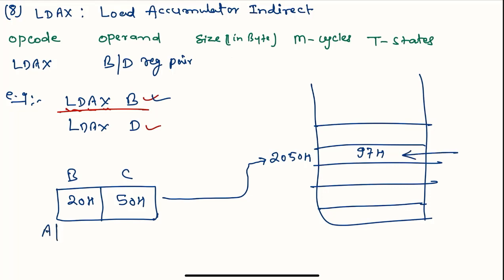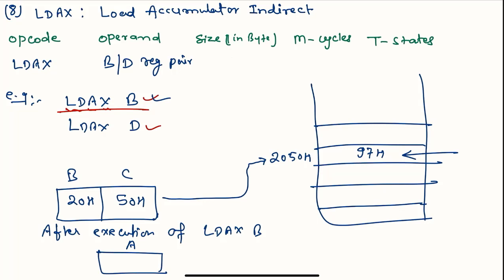So after execution of LDAX B, the content of the accumulator will be 97H. Whatever was the content of the accumulator before the execution of LDAX B is now overwritten with the value 97H. If you check the content of the accumulator after execution of this LDAX B, you will find that it is 97H.